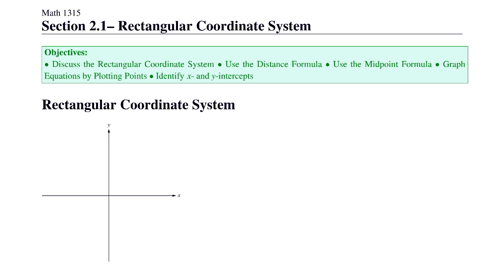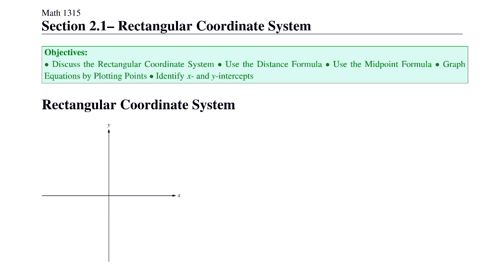In this section, we'll discuss the rectangular coordinate system. We'll use the distance formula to compute distances between 2 points, use the midpoint formula to find the midpoint of a segment, and we'll graph equations by plotting points, and finally identifying the x and y-intercepts of a graph. Let's start with the rectangular coordinate system.